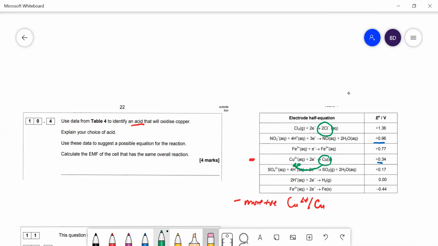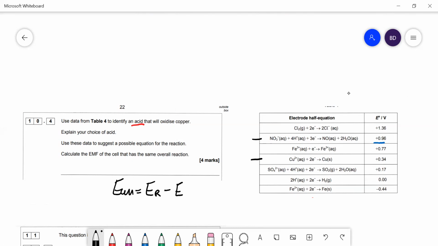Right, calculate the EMF of the cell. So we need to look at the two E values. We need to look at the copper one, and we need to look at the nitrate one. E cell is equal to E right minus E left. By convention, the right hand is the most positive one, which is the nitrate one. So that's plus 0.96 minus the copper one, 0.34. That's equal to plus 0.62 volts.